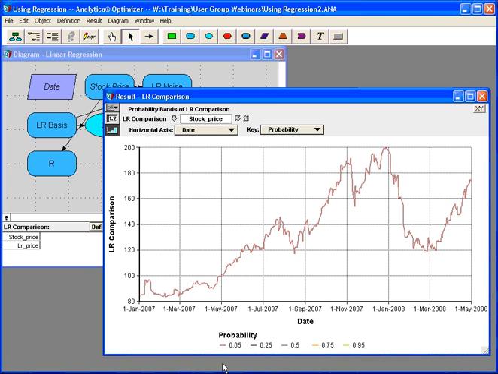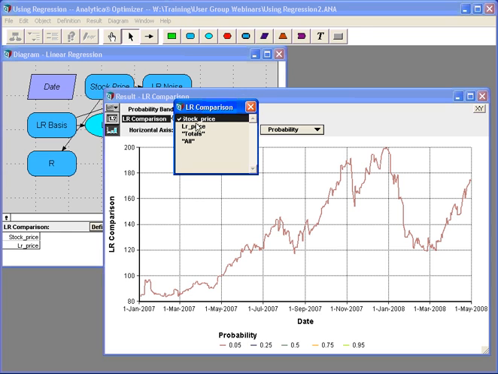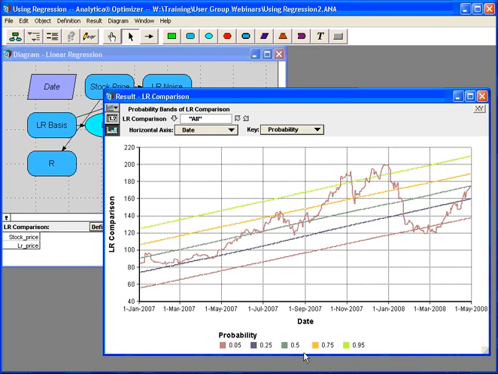And the trick here is, notice we have probability as the key, but we want to show both the stock price and the predicted stock price together. And so up here on our comparison, where we can choose between stock price or LR stock price, I'm going to choose all. And it puts both of them on there together. And so here you can see how those bands compare to the actual stock price. And it should be that about 90% of the time it's between the outer two bands and 50% of the time it's between the inner two bands.